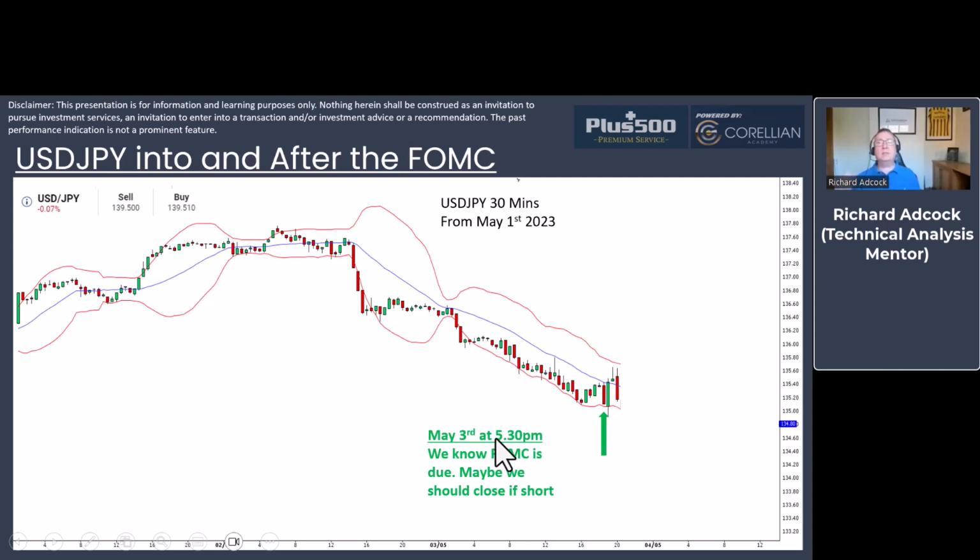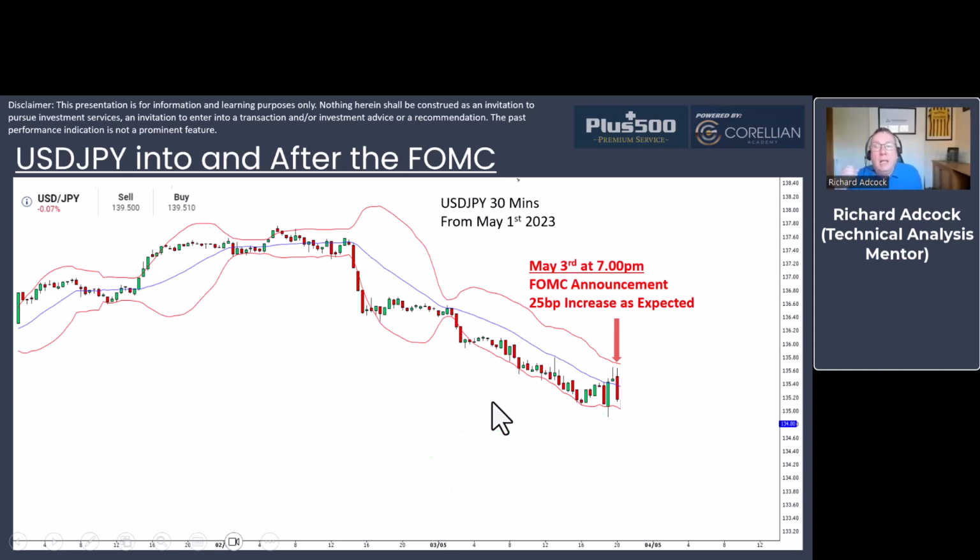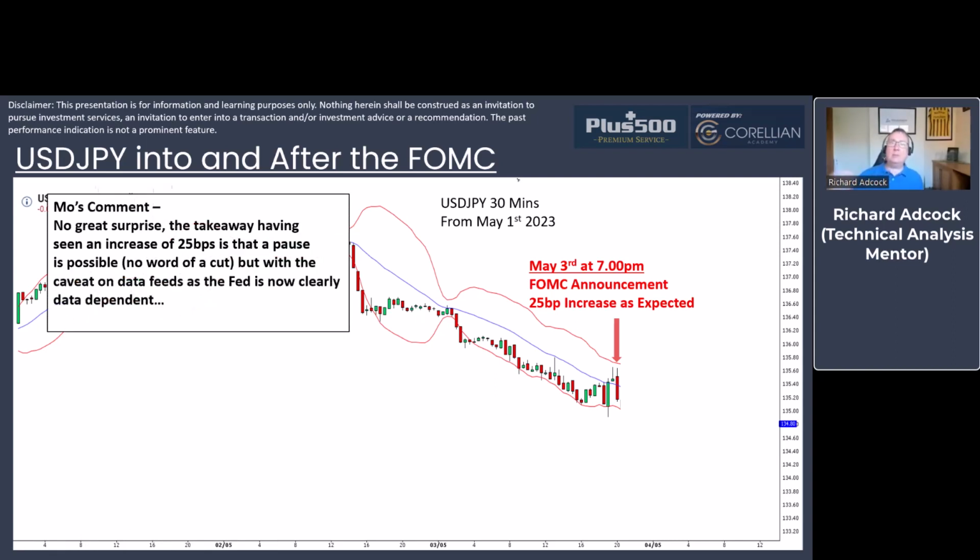Okay, so we then saw the announcement come out. And at 7 p.m., it was an increase of 25 basis points, which was pretty much within market expectations. And if we'd listened to strategic views and fundamental views, like, for instance, Mo's comment at the time was that it wasn't a particularly great surprise. We'd seen the expected 25 basis points. And the takeaway, having seen that increase, is that a pause is possible.